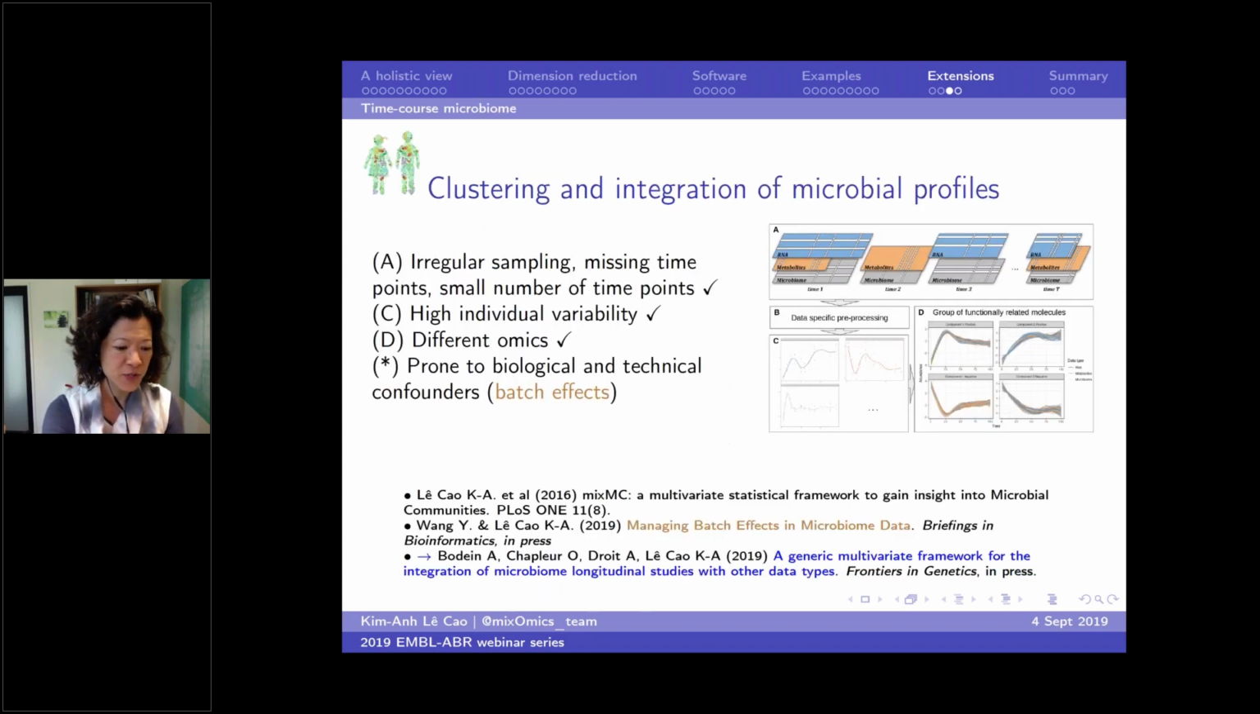The other extension that we're now looking at is how do we then go to time course omics. So this is very challenging. So imagine that you have a multi-omics assay but you do that at different time points. So for example, here at time 1, you measure the RNA, the metabolites, and the microbiome of some individuals. And then at time 2, you do the same, but maybe sometimes you are missing one data type. Sometimes you are missing specific variables in one assay. Sometimes you're missing some specific individuals at specific time points. So there are a lot of challenges. We have irregular sampling, missing time points. We usually have a very small number of time points, between 5 and 10 maximum. The other issue we face is the high individual variability.